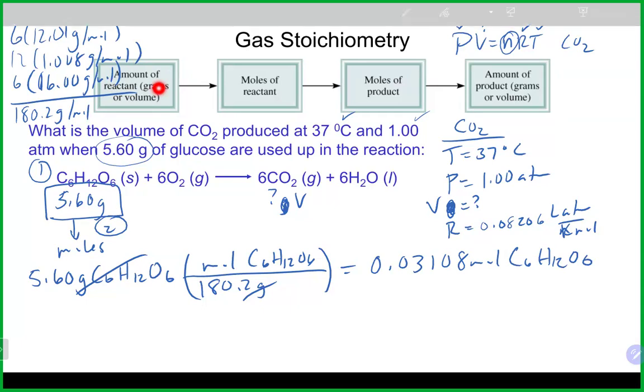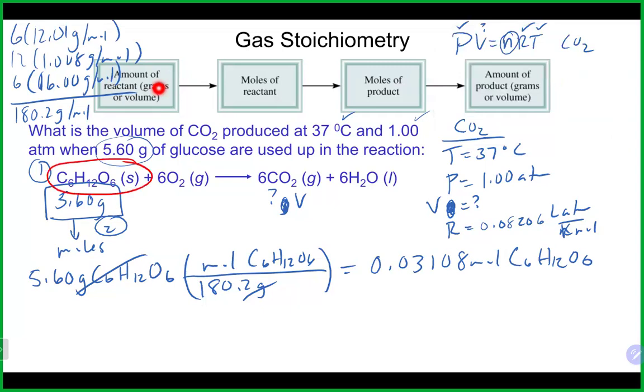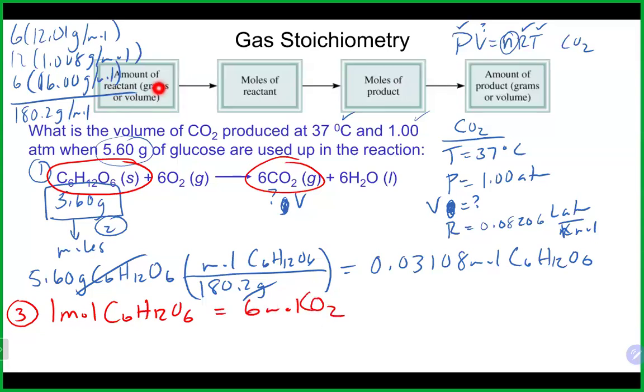Remember that in this case, we are not interested in the moles of the C6H12O6. We're actually interested in the CO2. So that is the stoichiometry part. So step number 3, from the equation, we can see for every 1 mole of our glucose, we get 6 moles of CO2. So once again, in this case, it's just a basic stoichiometry problem here. So we're going to go 0.03108 moles of C6H12O6.